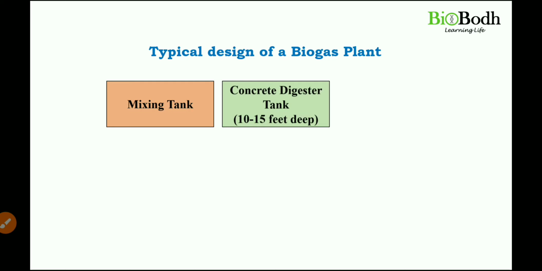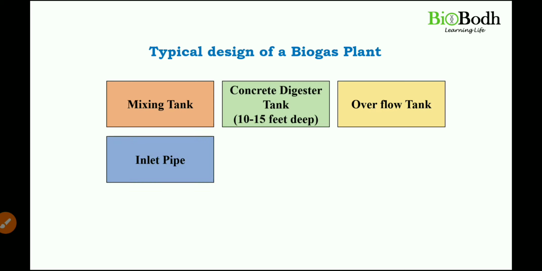This digester tank is situated around 10 to 15 feet deep inside the ground. This is the main tank where digestion of the organic material takes place in the presence of microorganisms, but in the absence of oxygen. Then the other tank is called the overflow tank. This is also connected with the digester tank by means of a pipe. Any material which is not utilized will go into the overflow tank.